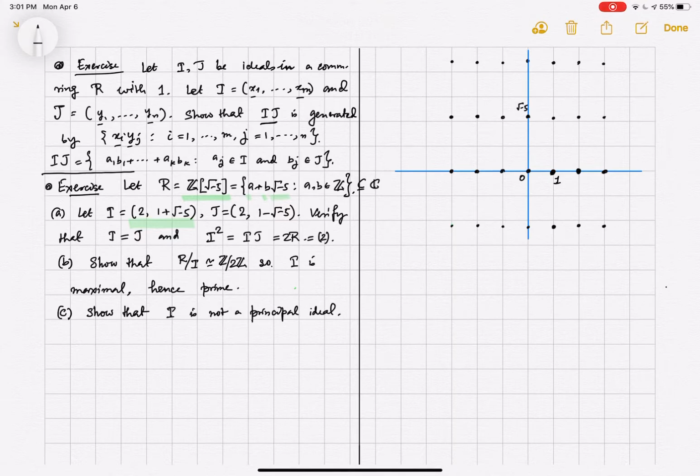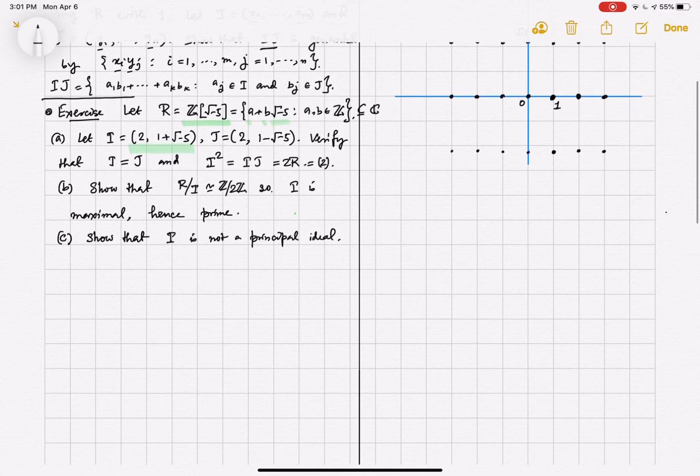Part A is just some preparation to play with this ideal. Let's go through it nonetheless. You have this ideal I generated by 2 and 1 plus square root of minus 5, and look at the ideal J generated by 2 and 1 minus square root of minus 5. First thing, check they're the same. How do you check this? You show that the generators of I are in J and the generators of J are in I. Then I is a subset of J and J is a subset of I.